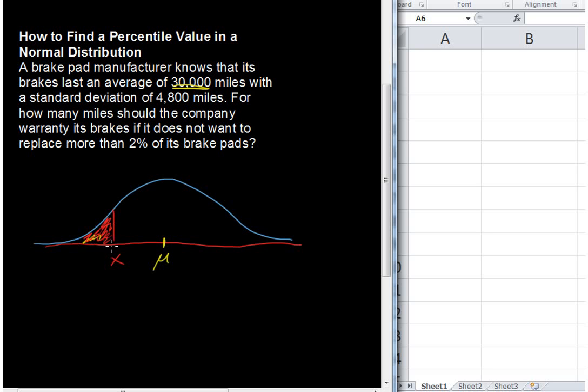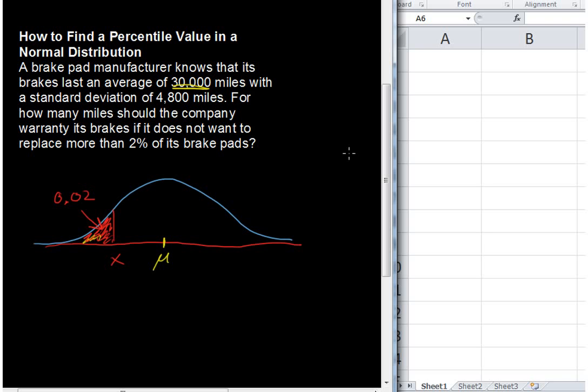So think of it like this. The brakes in the red area are covered under the warranty. And we want that to be no more than 2% or 0.02. If the whole curve equals 1, then of course this 2% is just 0.02. So this is the value that we're trying to find.